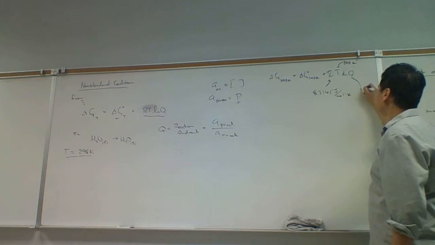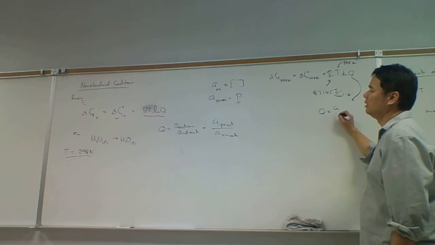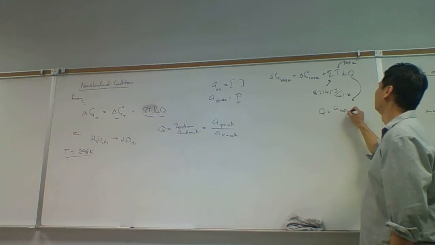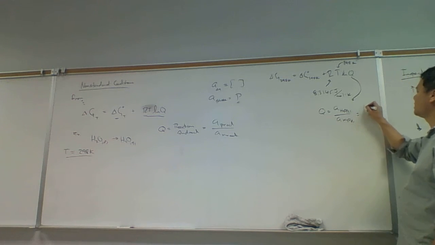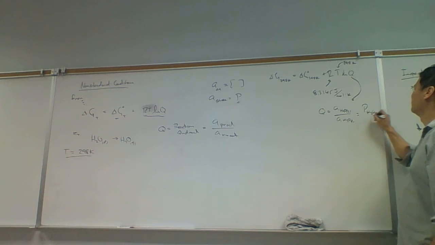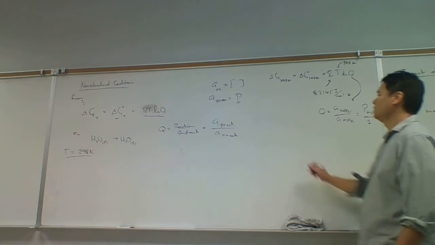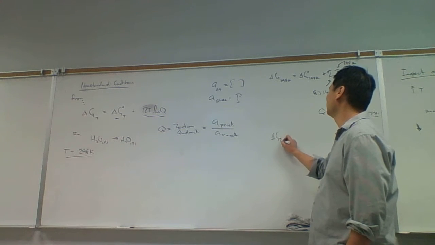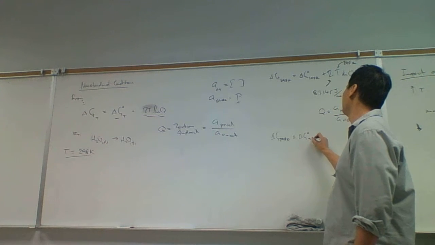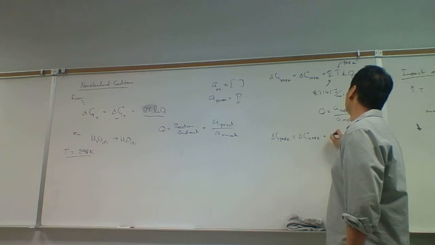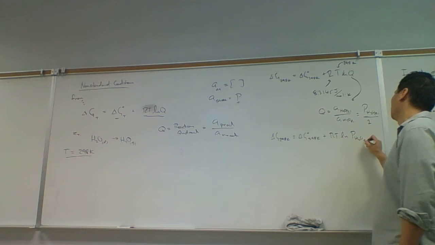Our Q is going to be the activity of H2O gas divided by the activity of H2O liquid. The activity of H2O gas is just the partial pressure of H2O gas, and the activity of H2O liquid is 1. And so the equation that we end up with is delta G at 298 Kelvin equal to delta G naught at 298 Kelvin plus RT ln of the pressure of H2O gas.